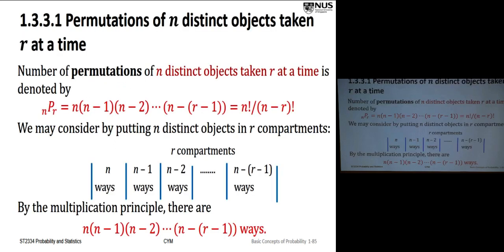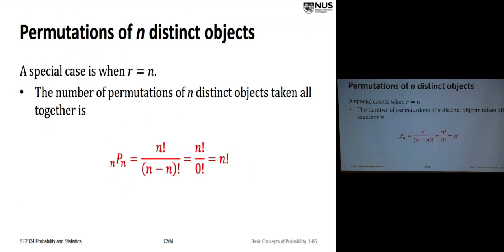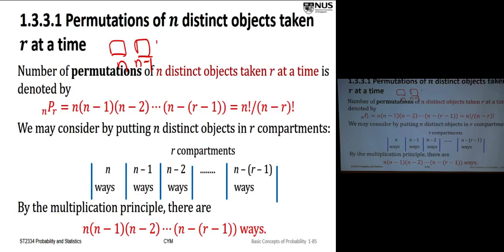Okay, how about if I have only R of them? So, think of it, you have R boxes. First one, you have n choices. Second one, because you pick up 1, left with n minus 1. All right? Then the third one, n minus 2. If we have R boxes here, what is the number of remaining objects that I can fill up this box?